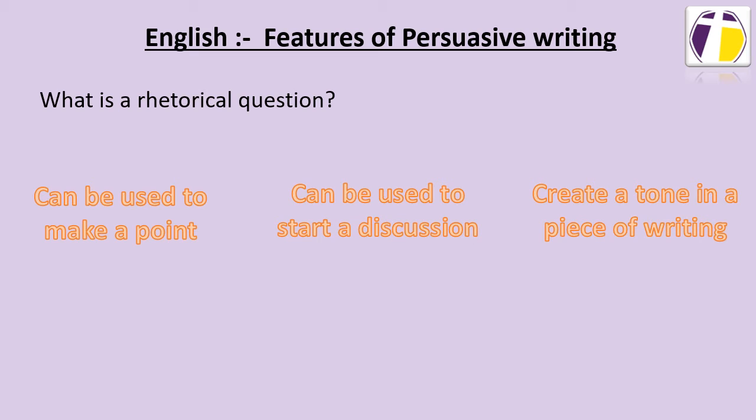In English, we have been looking at a battle cry speech, an example of a piece of persuasive writing. And in particular, we have been focusing on rhetorical questions. There are 3 main reasons that we may well use a rhetorical question, a question that does not require an answer. It can be used to make a point. It can be used to start a discussion. And finally, it can create a tone in a piece of writing.